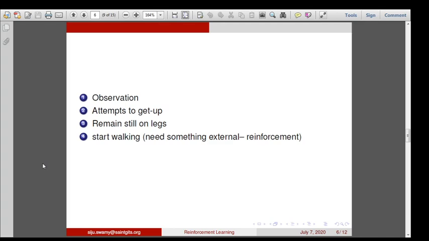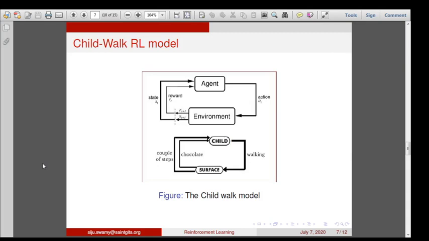So this reinforcement helps the baby to learn walking. Walking is a tedious process, we know. That learning will happen with the help of external reinforcement. We can create a mathematical model like this.